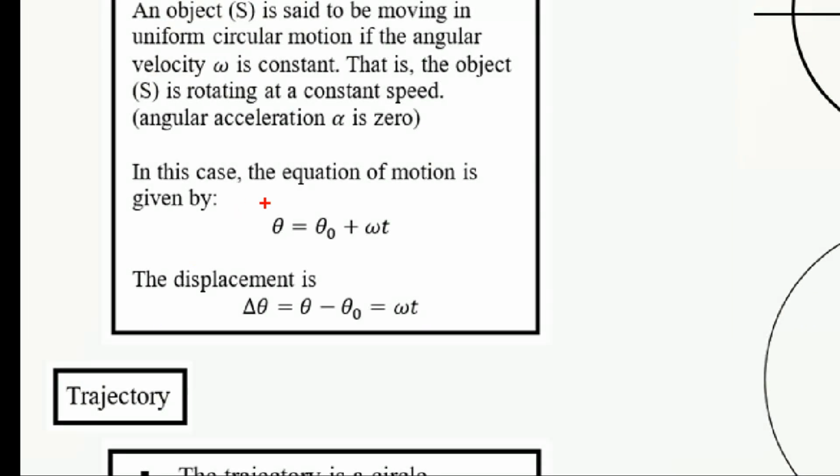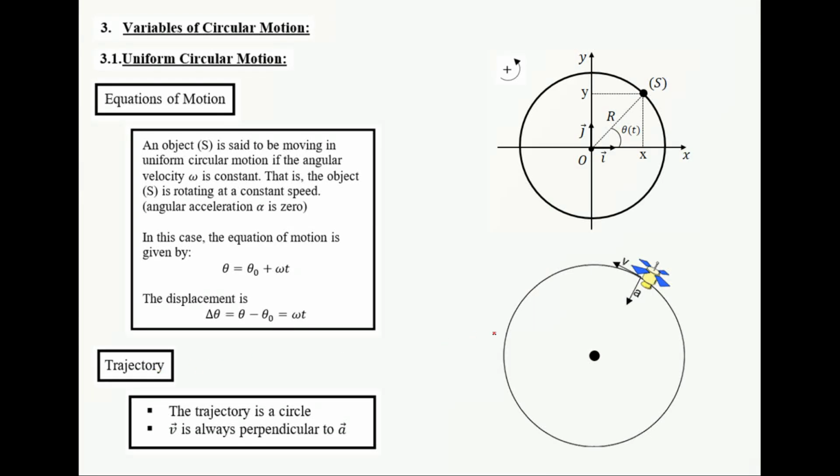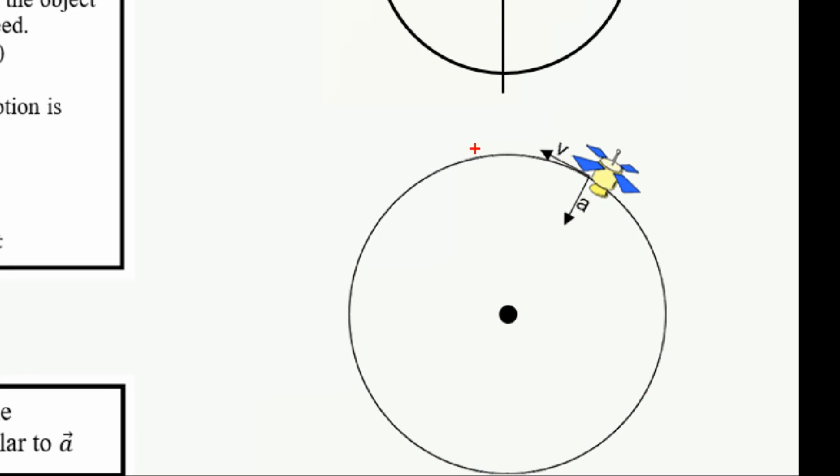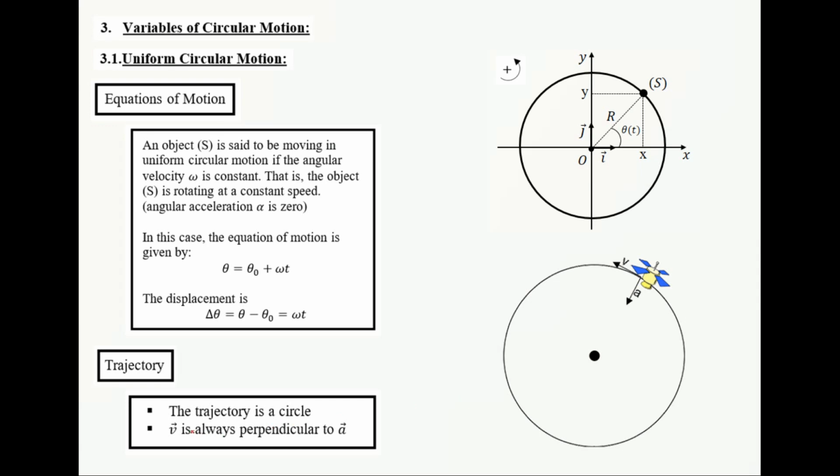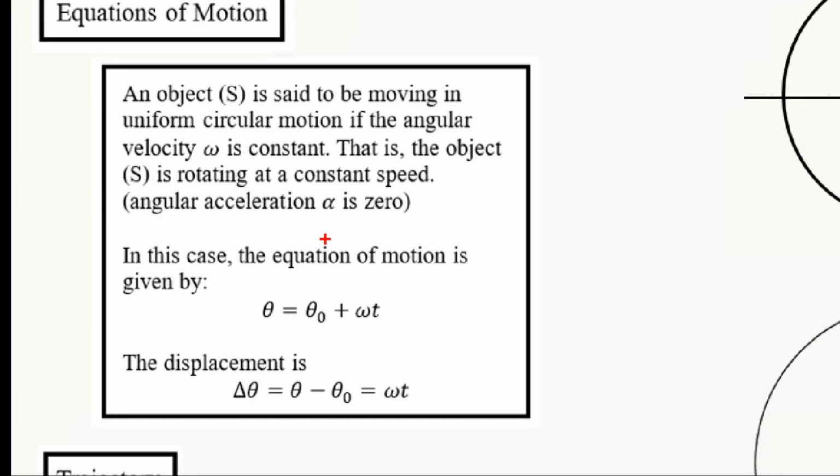And the displacement in this case, if theta 0 is moved to the other side, then delta theta would be theta minus theta 0, which is omega t. Now what about the trajectory? We know that in this case the trajectory is a circle and the velocity vector is always perpendicular to the tangent to the trajectory, and a is always perpendicular to v. Now you can ask the following question: how come we have mentioned a and we've stated here that the angular acceleration alpha is 0?